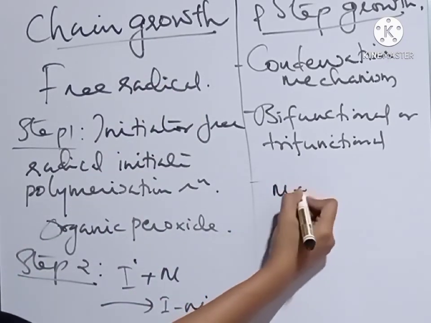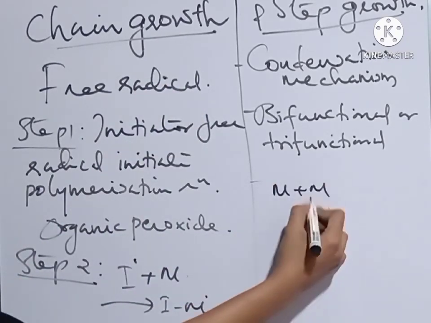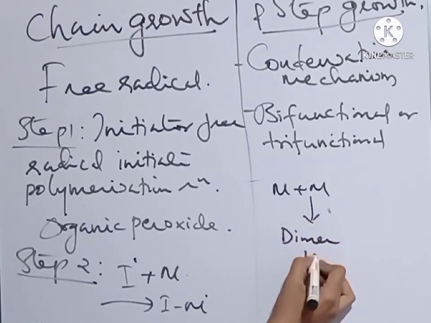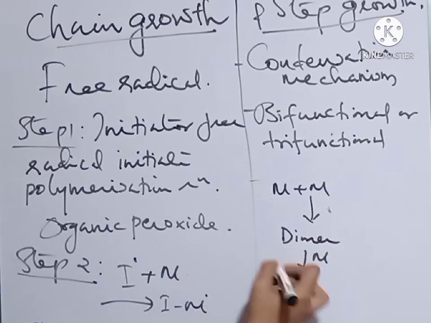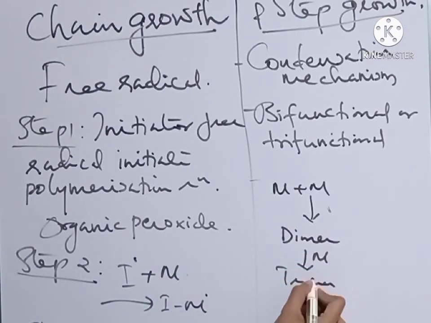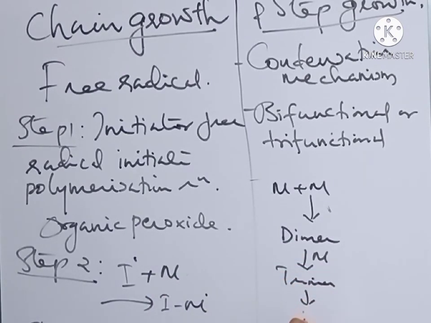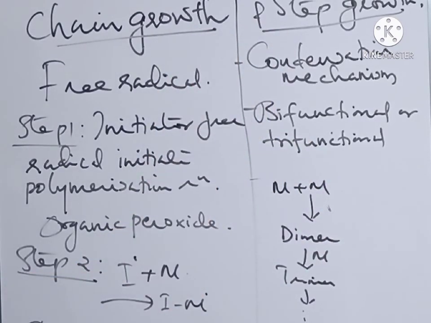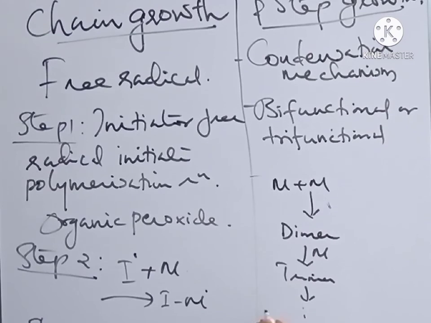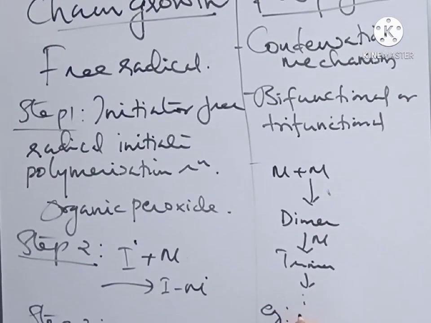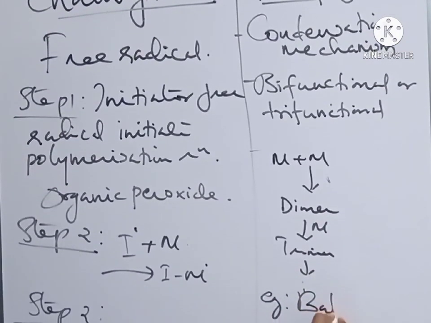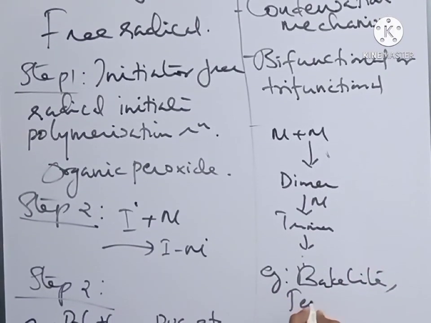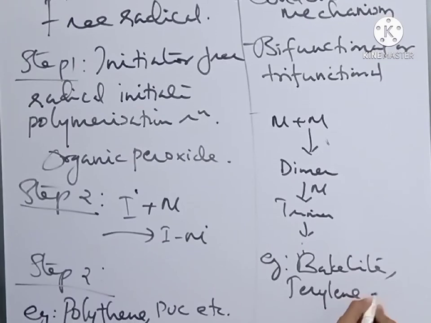First two monomers condense to form a dimer. Then again it combines with one more monomer to form a trimer, and so on. In this way, the step growth polymers are formed. The examples are bakelite, terylene, etc.